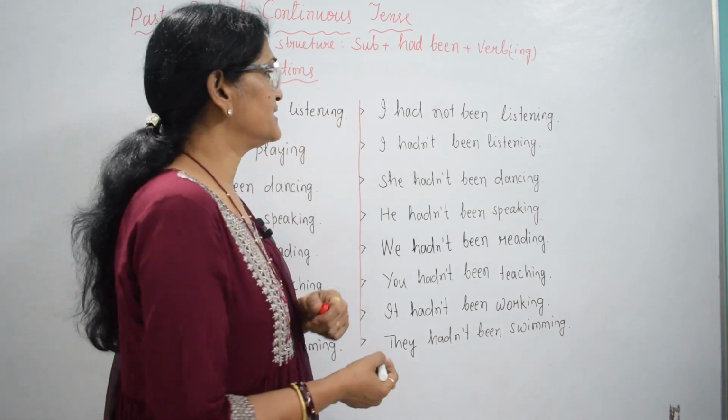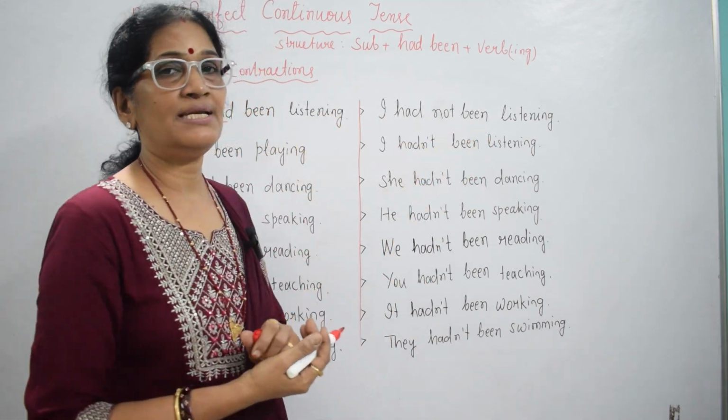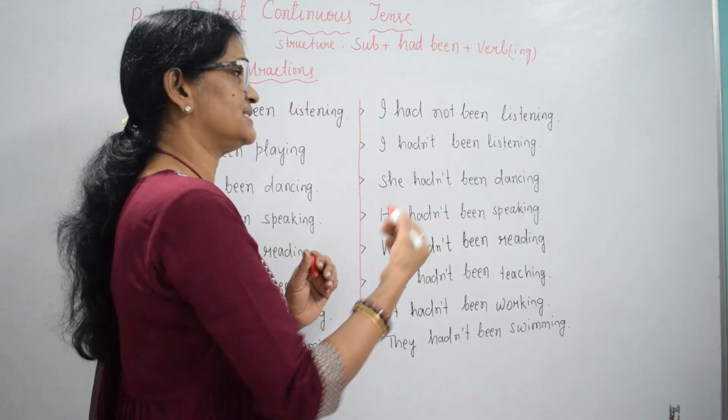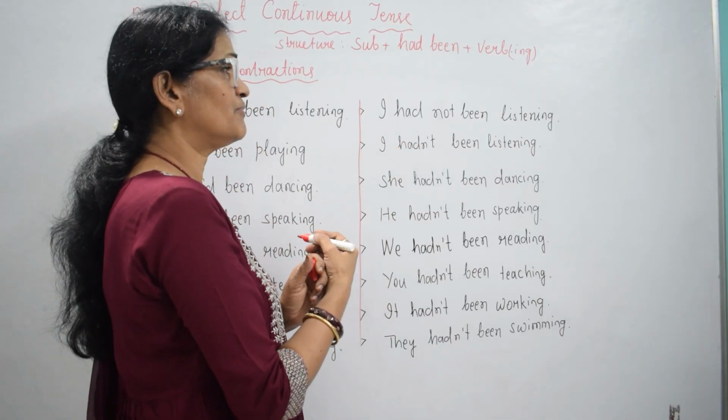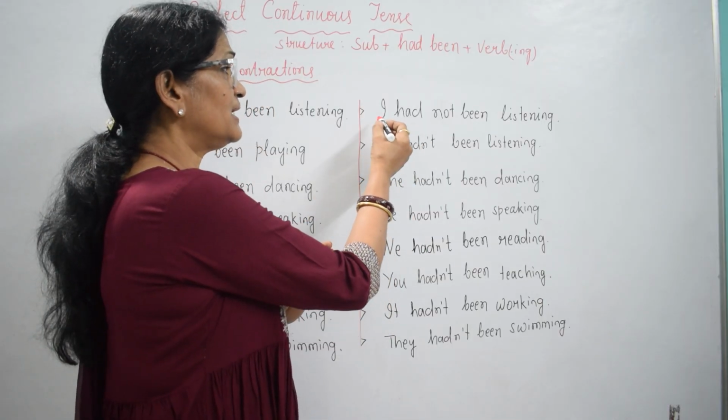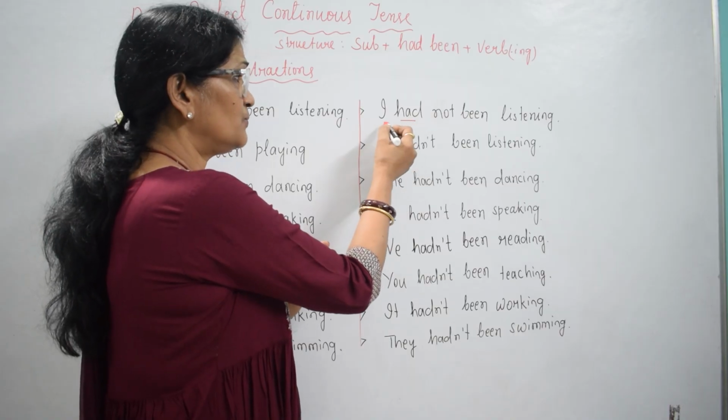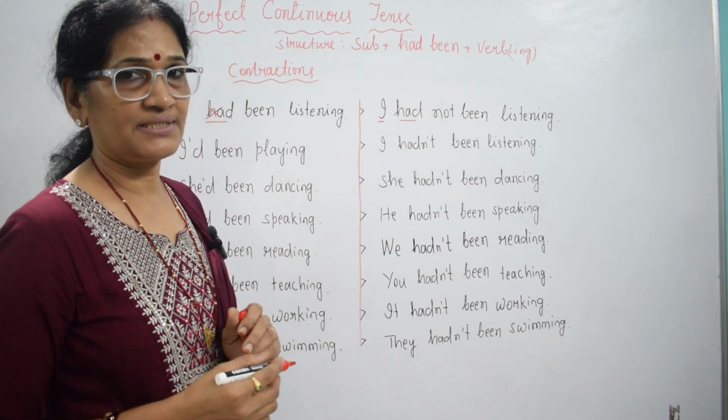For negative sentences, I had not been listening. Had not been listening. In the contracted form for a negative sentence, we cannot add had with the subject.